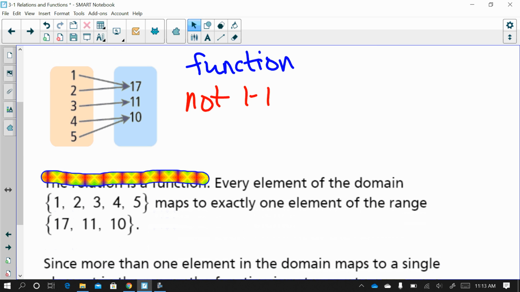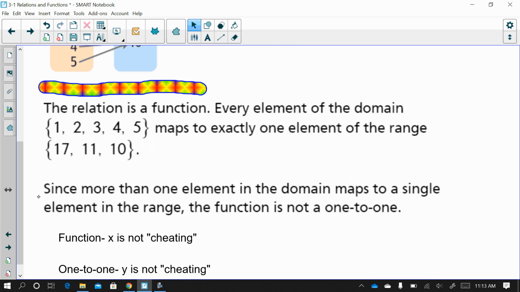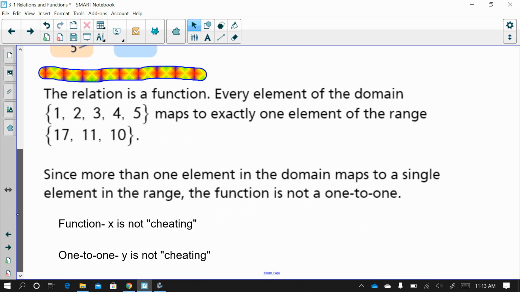Okay, so absolutely this relation is a function. Every element of the domain maps to exactly one element of the range. And then, since more than one element in the domain maps to a single element in the range, the function is not one-to-one. Okay, so it's a function because every x only has one y, but it's not one-to-one because the y's are cheaters. Okay, so I like to think of it that way, and I think it helps a lot.